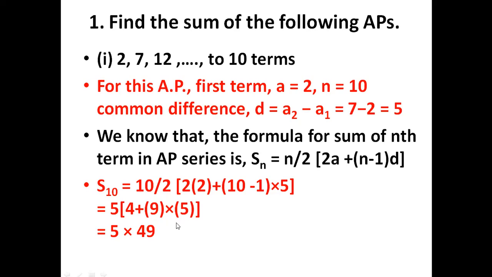First we have to do the multiplication. By BODMAS rule we have to do the multiplication first, and only then the addition. So 9 into 5 is 45, then 45 plus 4, so we are getting 49 here. So 5 into 49 equal to 245, that is Sn. So the sum of the first n terms is equal to 245. Okay, understood?